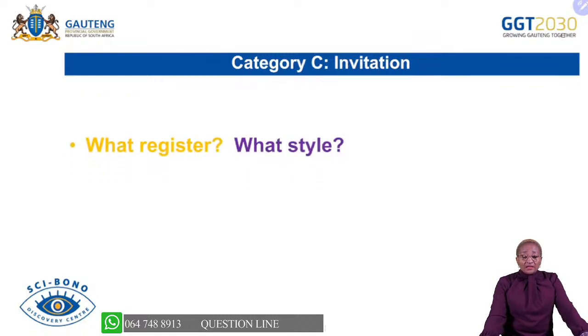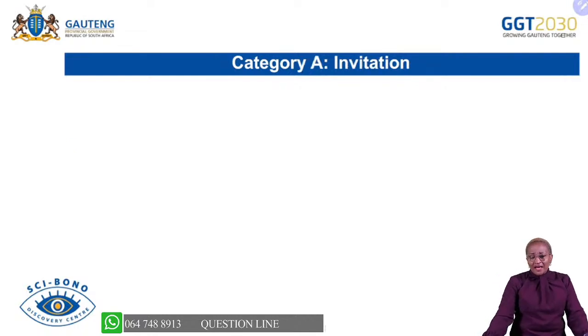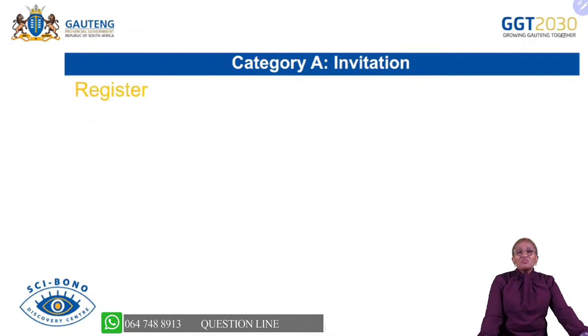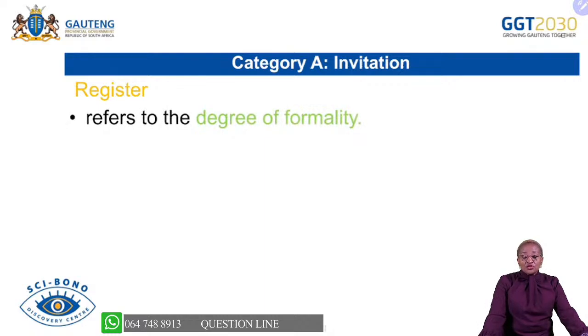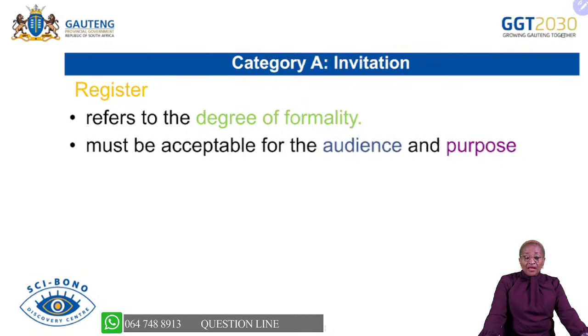Let's have a look at the register. What register and what style? I would love to believe that you still remember what we mean by a register and you still remember what we mean by style. Just in case you forgot, let's have a look at the register. What do we mean by a register? This refers to the degree of formality, and it must be acceptable for the audience and the purpose.